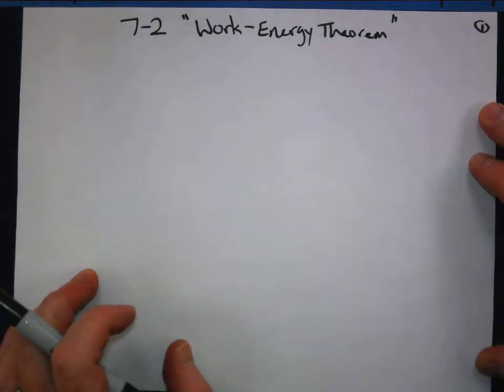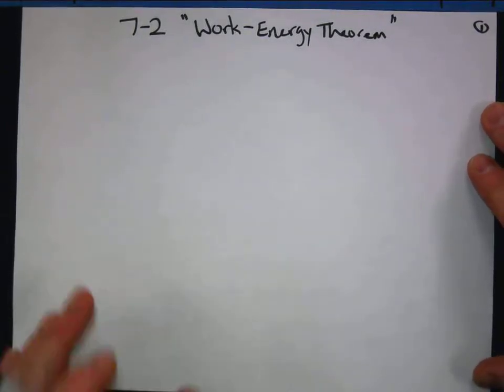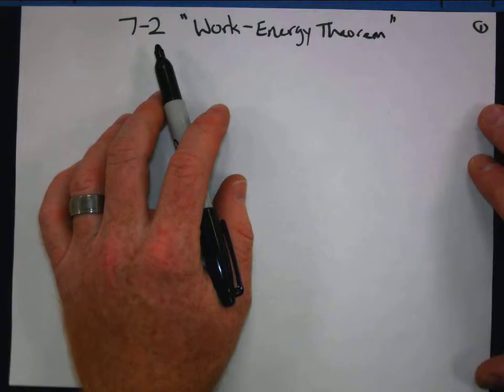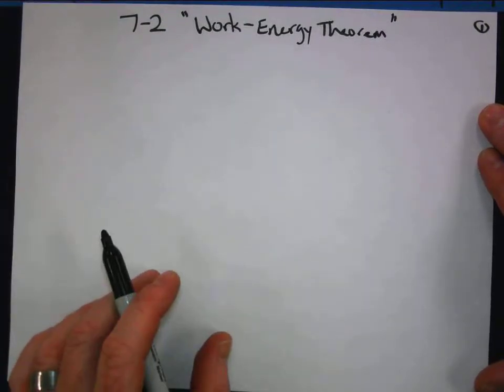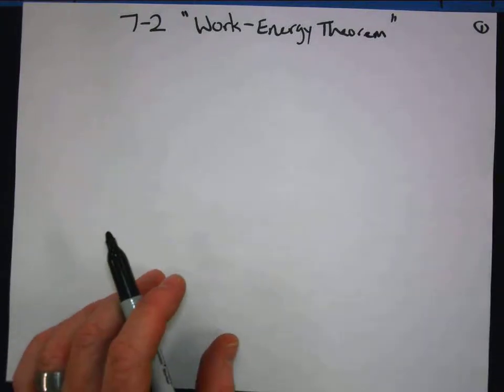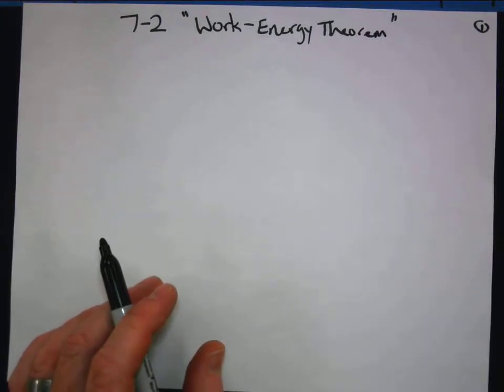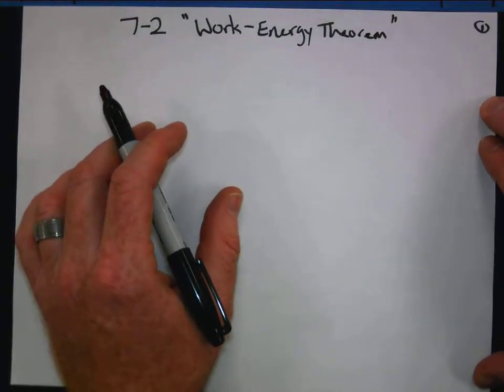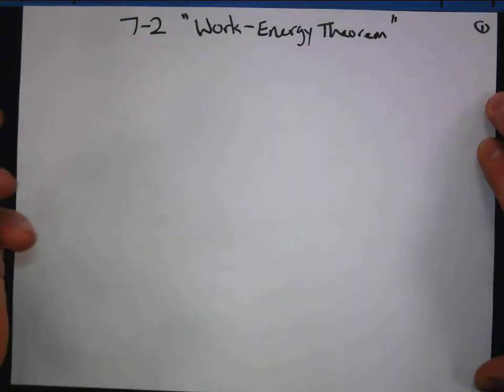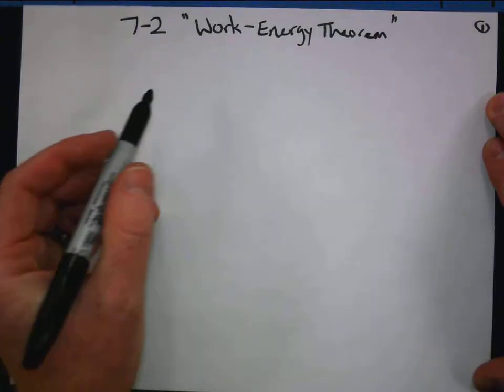In this video, we're going to be talking about this idea called the work energy theorem, related to section 7-2 in your textbook. So, we know a couple things. Well, first of all, when you're doing work on an object, you're going to be applying a force to it. Now, it's possible that this force produces an acceleration and therefore a change in velocity.